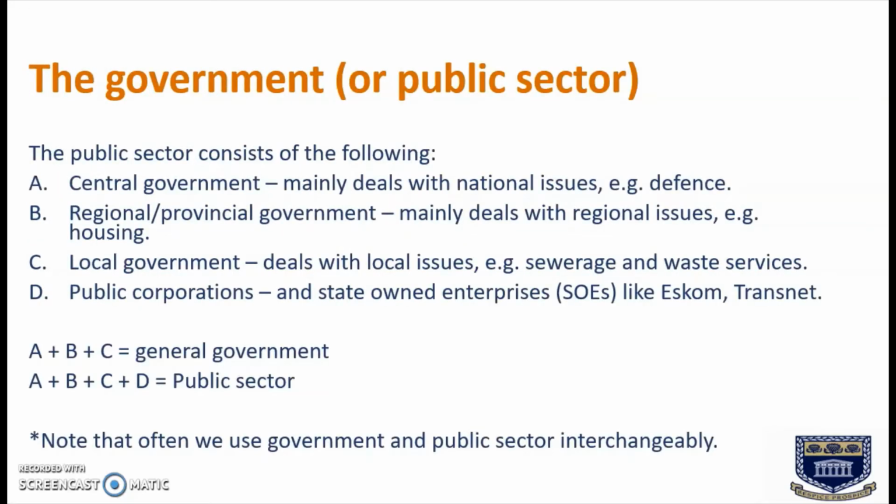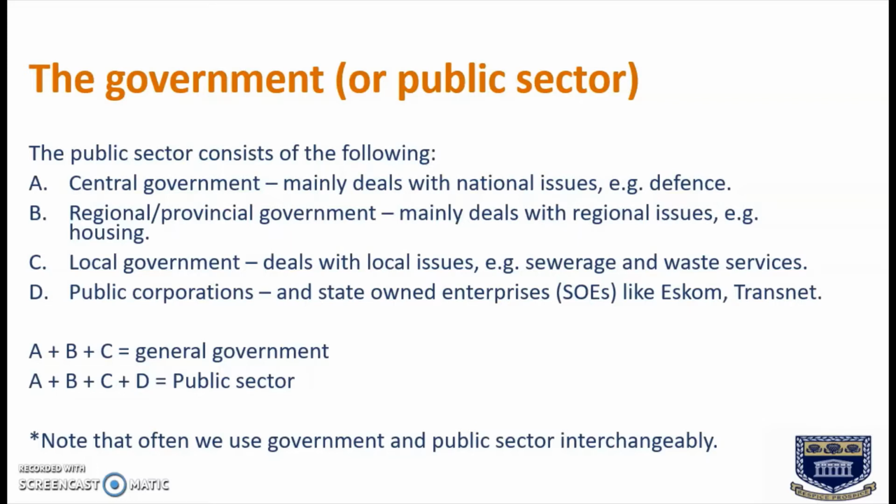Now we are going to discuss the composition of the government or the public sector. The public sector consists of the following bodies. A, the central government, which mainly deals with national issues such as the defense force or foreign affairs. B, regional or provincial government, which deals with regional issues such as housing, clinics, and schools. C, the local government, which basically deals with local issues such as sewage and waste services. And then D, public corporations, which consist of all the state-owned enterprises such as ESCOM and Transnet.